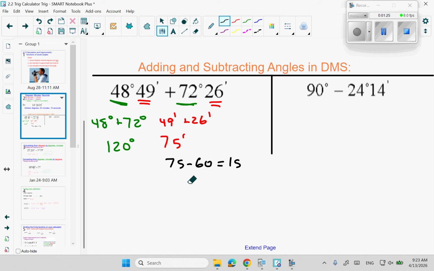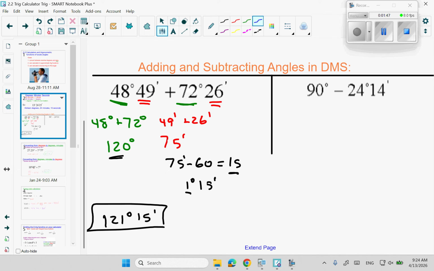So where does that 60 go? That 60 gets converted into a degree. So 75 minutes is the exact same thing as 1 degree and 15 minutes as that kind of remainder. And this 1 gets added to the 120. So I end up with 121 degrees and 15 minutes.